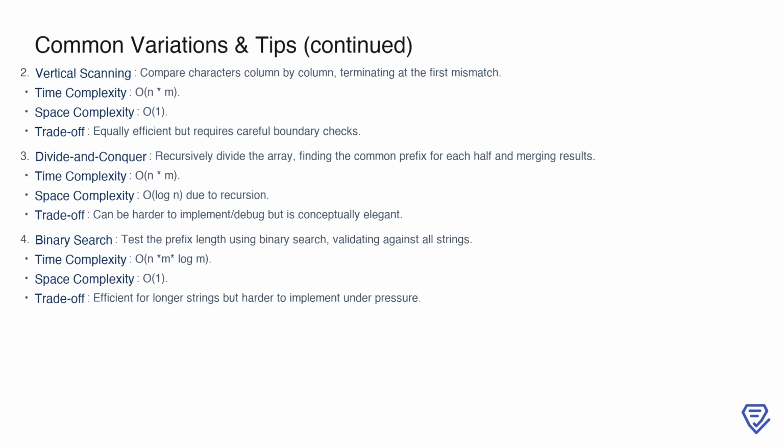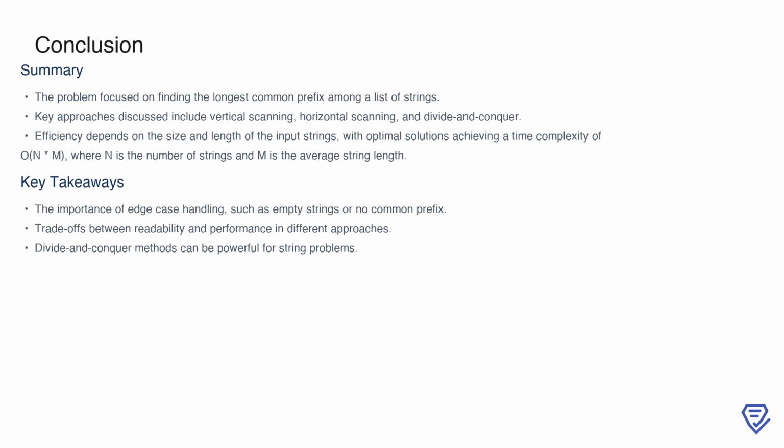Finally, binary search offers a unique angle. Here, you test the prefix length using binary search and validate it against all strings. This method has a time complexity of n*m*log m and uses one space. It's particularly effective for longer strings but may be harder to implement under time pressure. Each of these approaches has its own trade-offs, so it's important to choose the one that best suits the specific problem constraints and context.